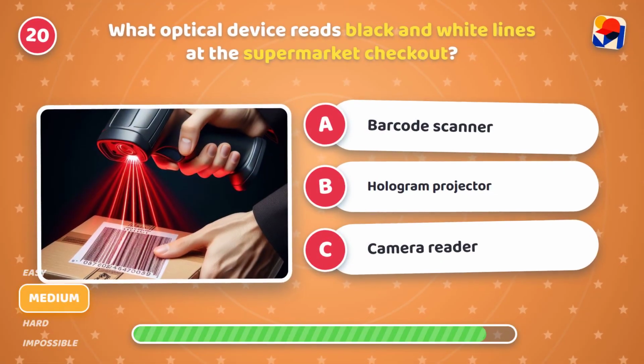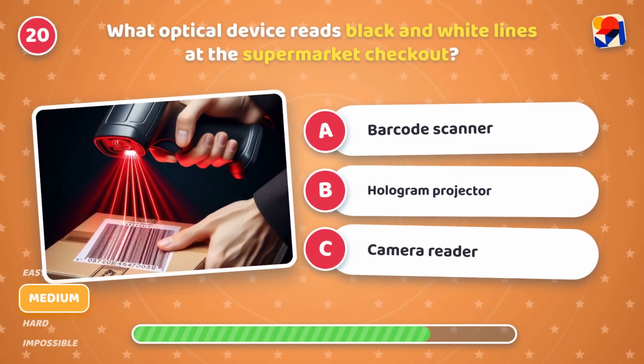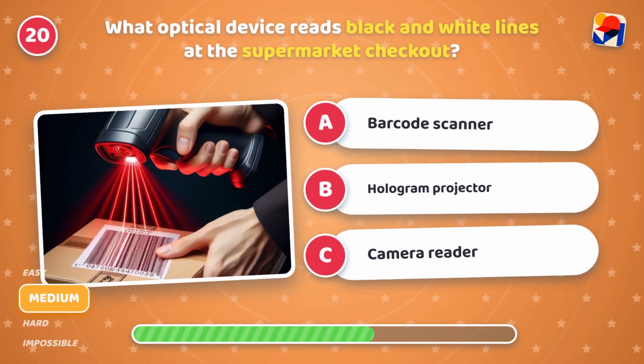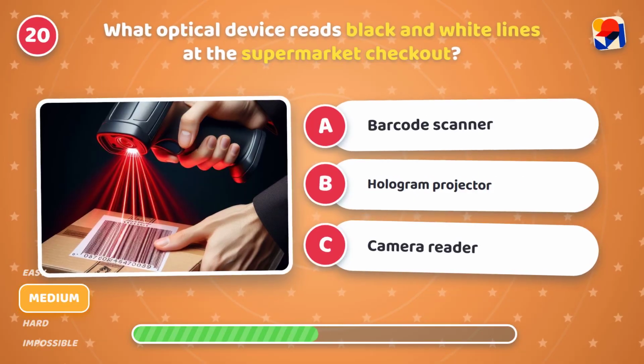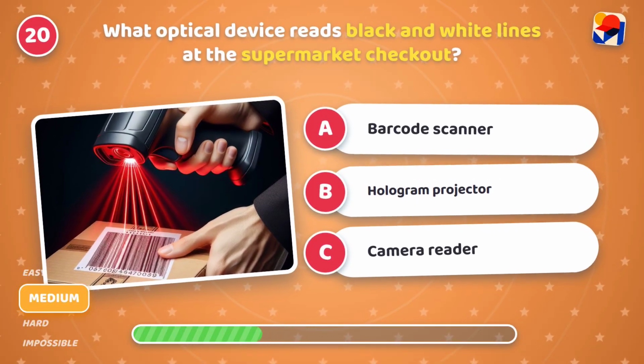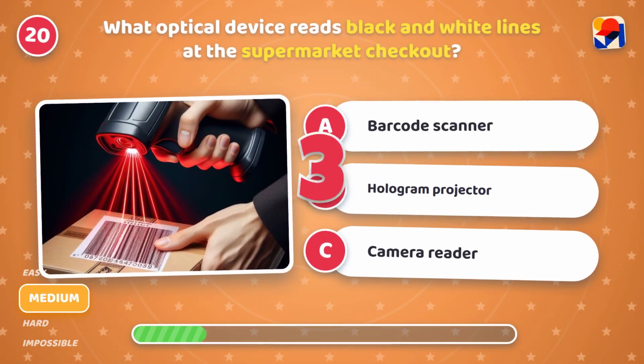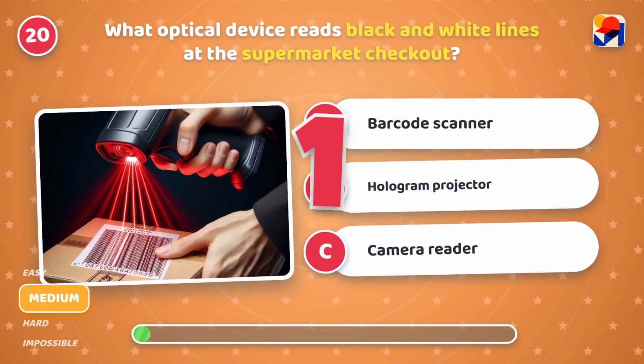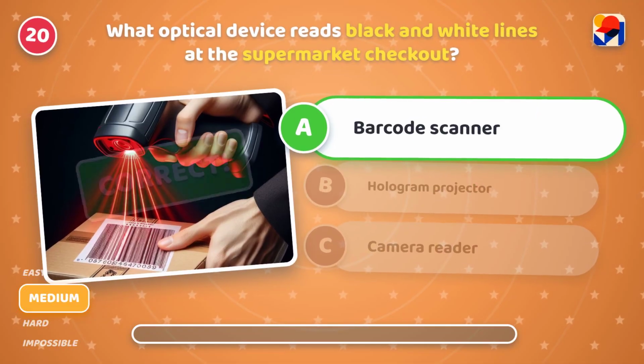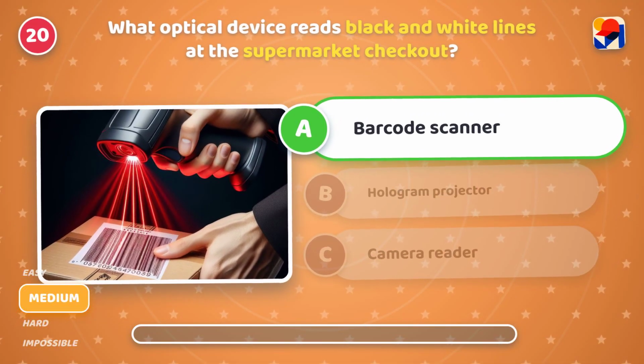What optical device reads black and white lines at the supermarket checkout? Is it A, barcode scanner, B, hologram projector, or C, camera reader? It's A, barcode scanner. It decodes product barcodes.